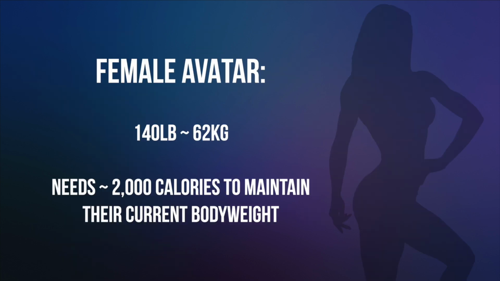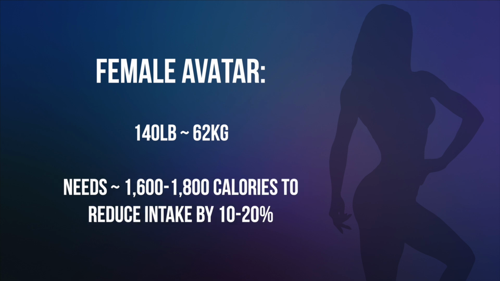If our female avatar with maintenance calories around 2,000 per day were to use this method, she would decrease by 200 to 400 calories per day. That would mean her dieting calorie range would be 1,600 to 1,800 calories per day.